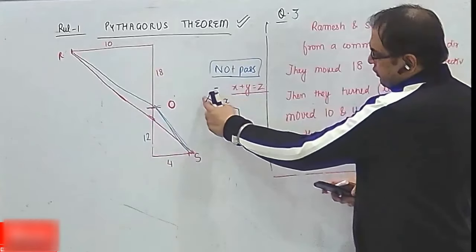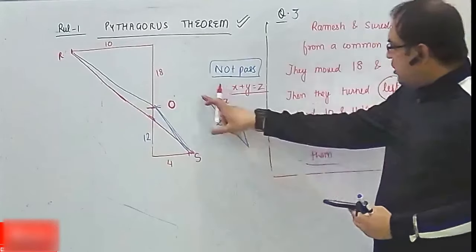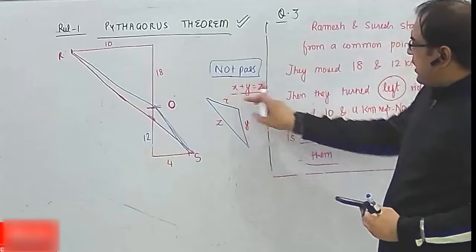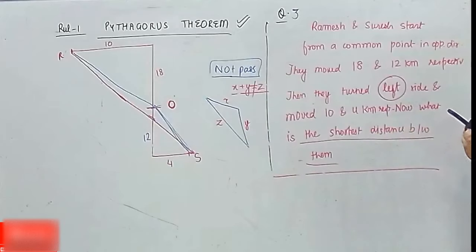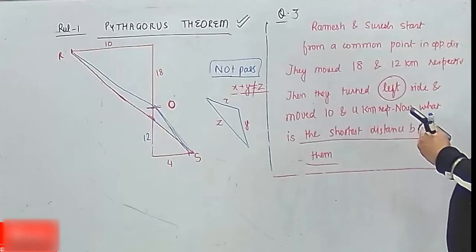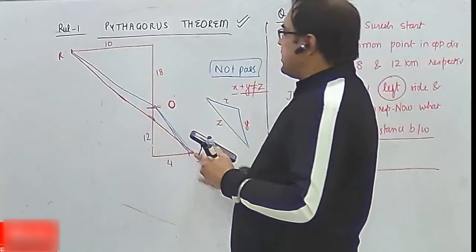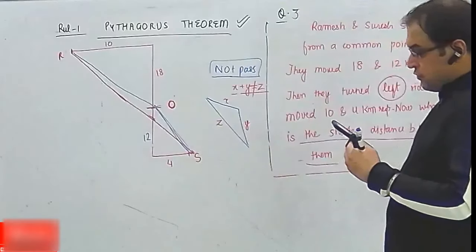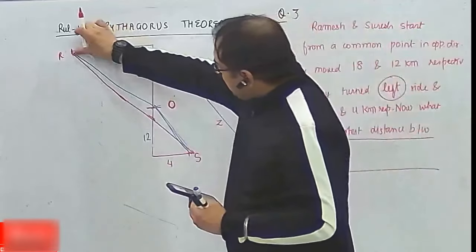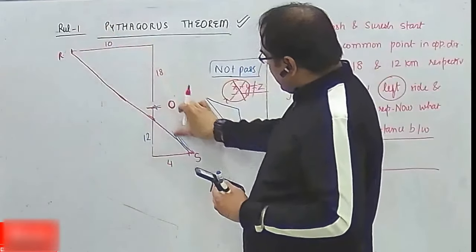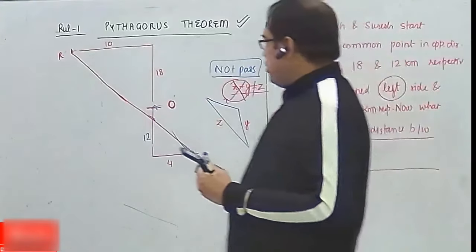If you are going directly in this direction and you take a longer turn, then x plus y will not be equal to z. That means we cannot find this line by totaling these two values, so this will not give us the right answer. We will not calculate this, neither this, but we will try to calculate the distance RS directly. How do we do it?